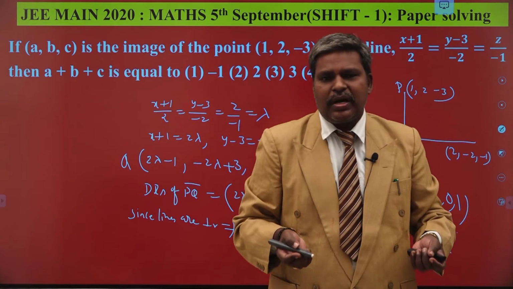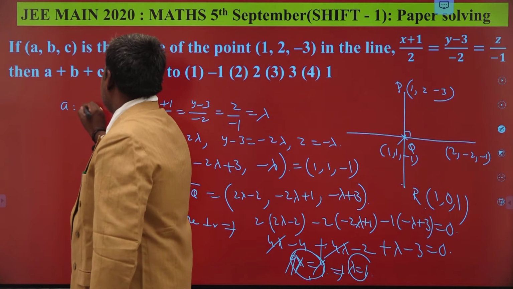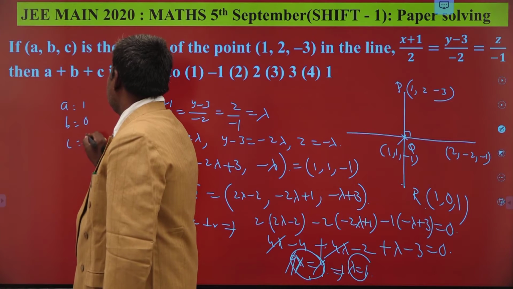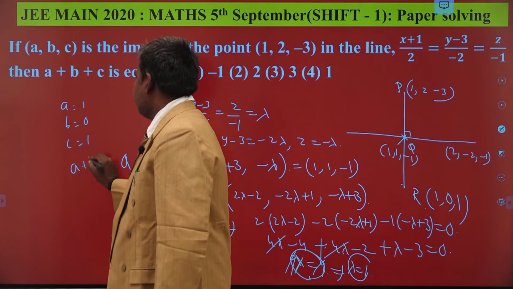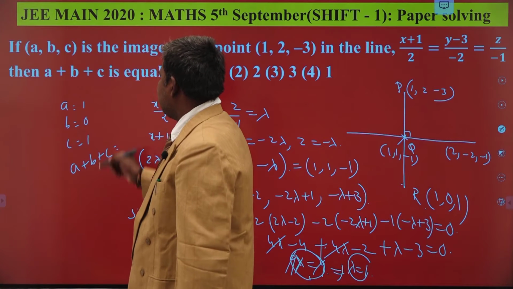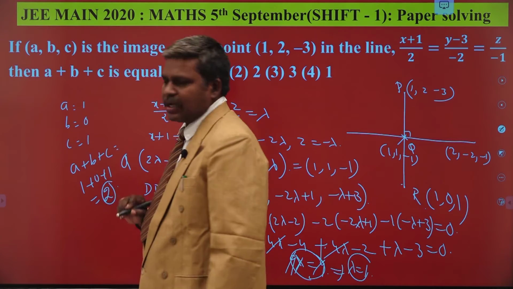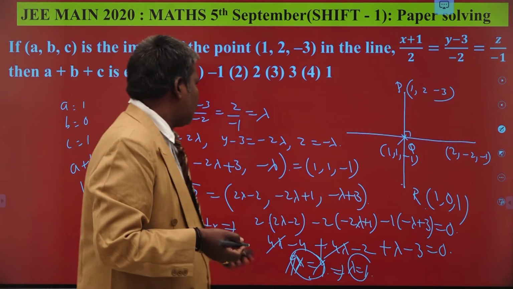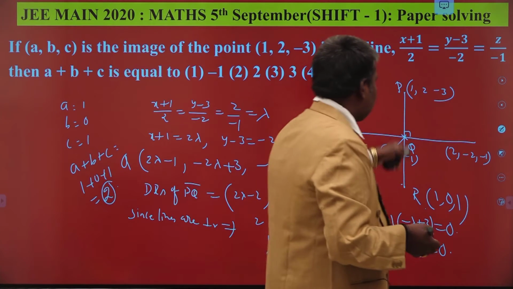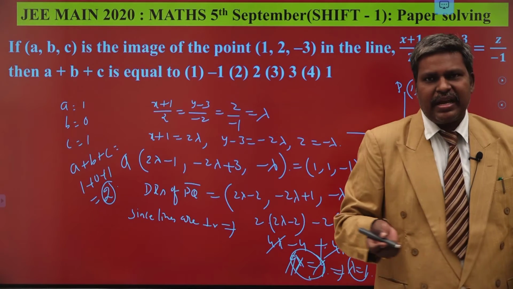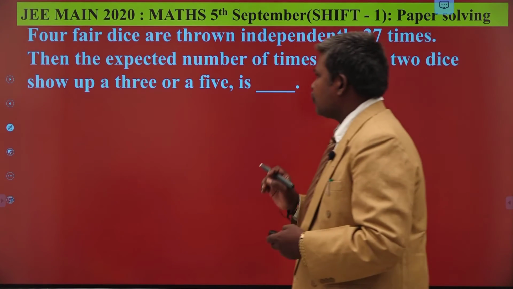So once you know the coordinates of R, this is nothing but A, B, C. We have the values A is equal to 1, B is equal to 0, C is equal to 1 itself. So they are asking the A plus B plus C value. So A plus B plus C is nothing but 1 plus 0 plus 1, the value is 2. Just by concentrating on your calculation, you can easily get this answer. First we find the foot and then go for the image, take it as A, B, C and add them, we obtain the value.